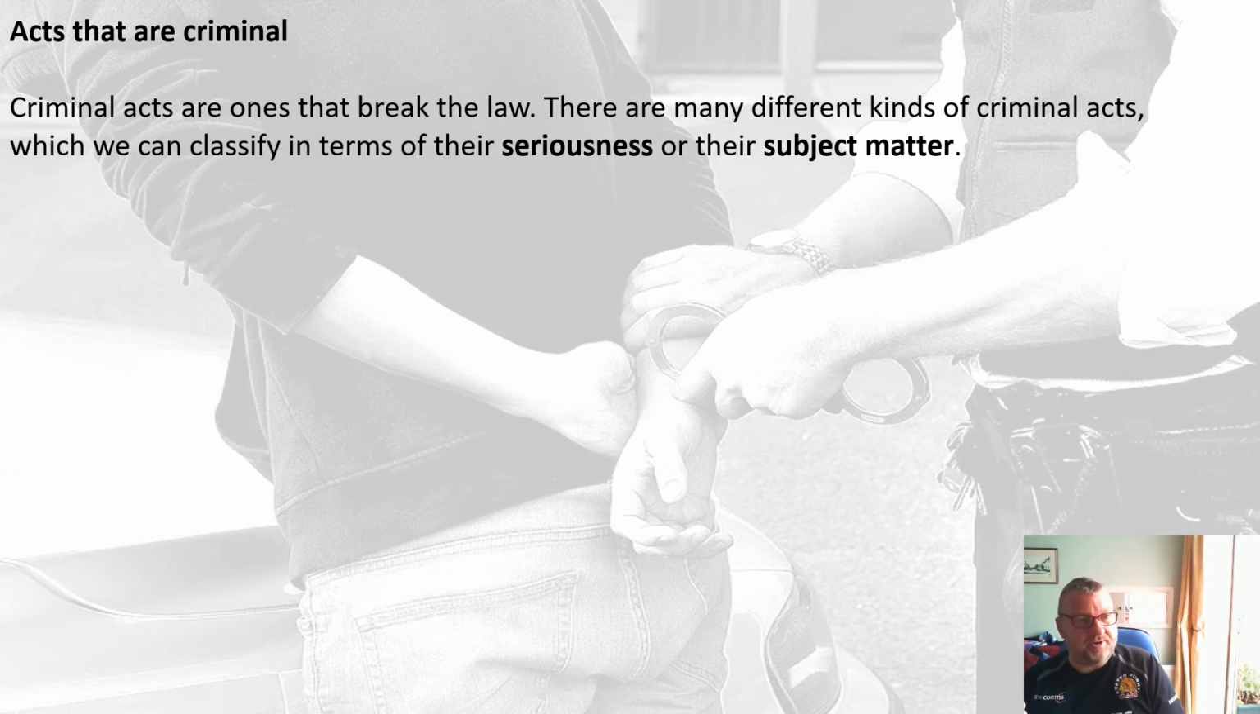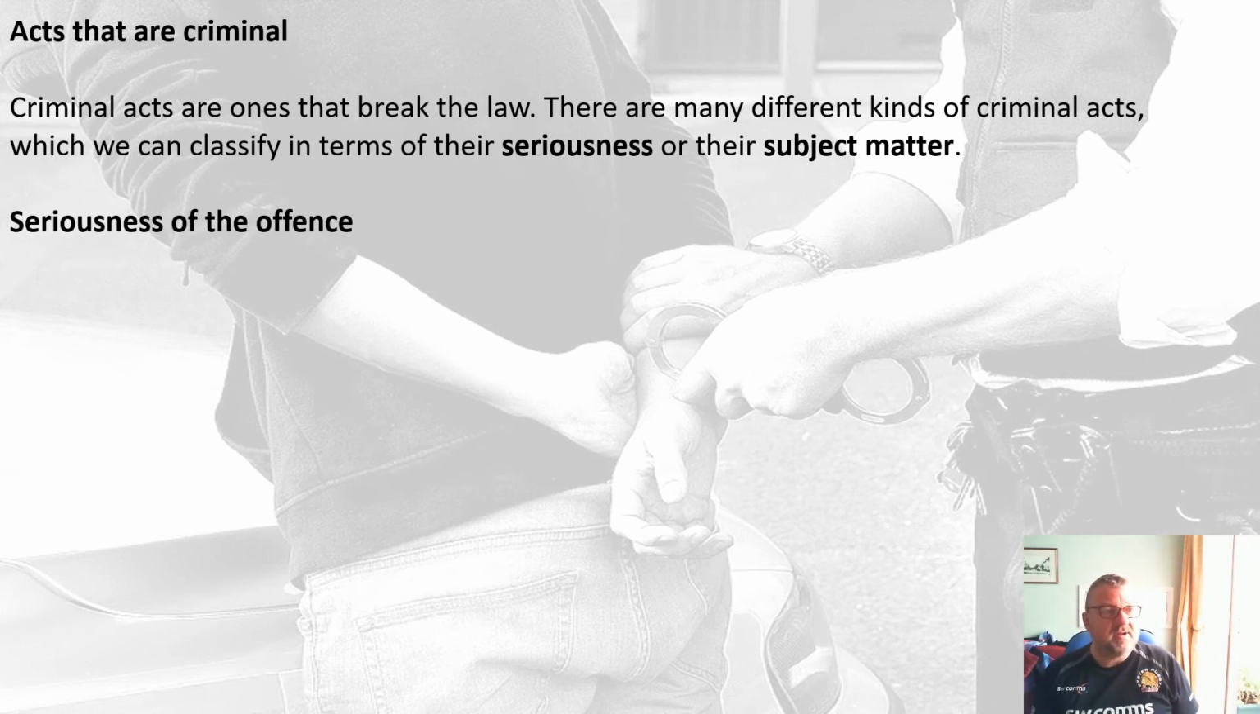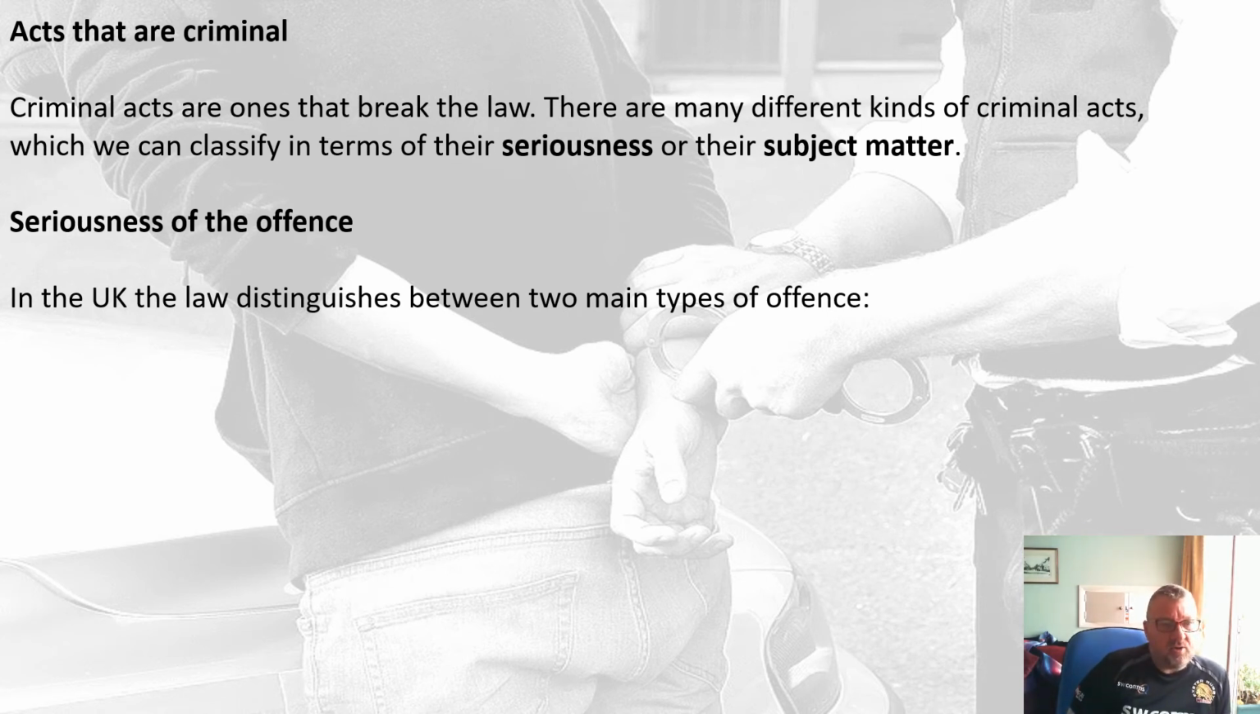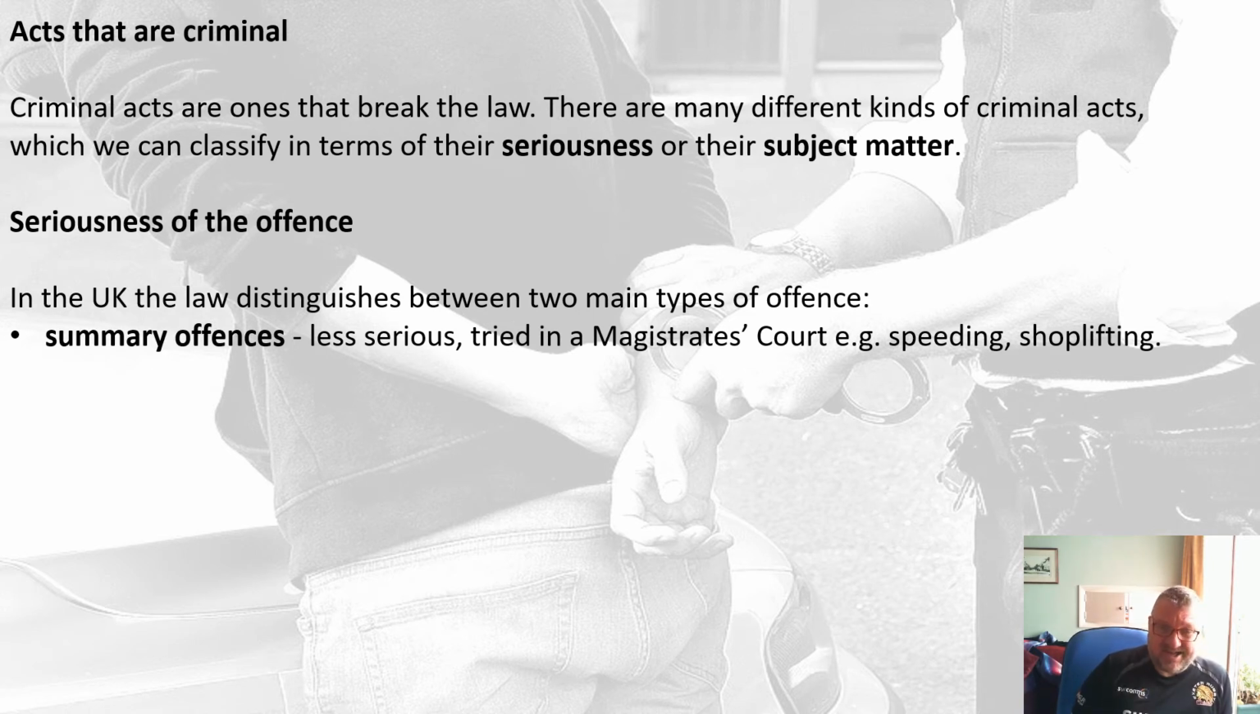So let's look specifically at acts that are criminal. So criminal acts are ones that break the law. There are lots of different kinds of criminal acts, and we can classify them either in terms of their seriousness or their subject matter. So let's take seriousness of the offence first. Now, in UK law, there are two main types of offence. Again, we'll touch on this again in Unit 4, but it's really important you understand these definitions from the word go. And again, technical vocabulary, so use these phrases. So we have summary offences.